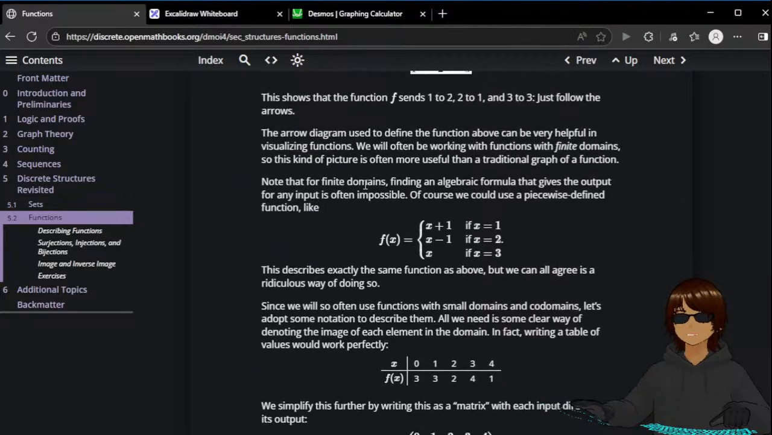Note that for finite domains, finding an algebraic formula that gives the output for any input is often impossible. Of course, we could use a piecewise defined function like this: x plus 1, x minus 1, and 3. This describes exactly the same function as above, but we can all agree it is a ridiculous way of doing so.